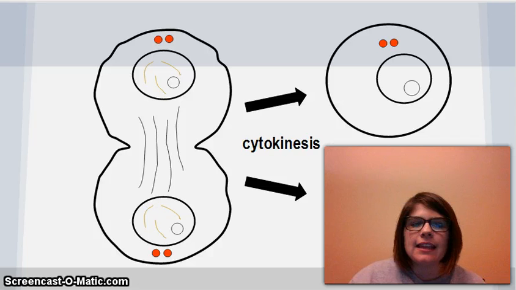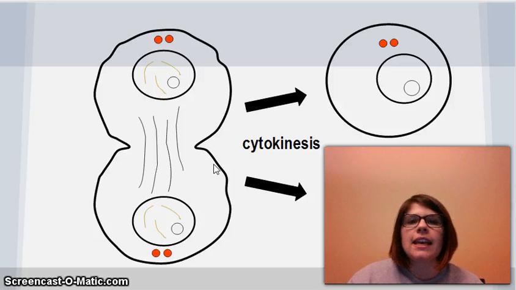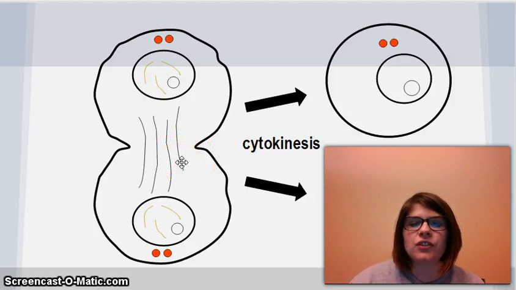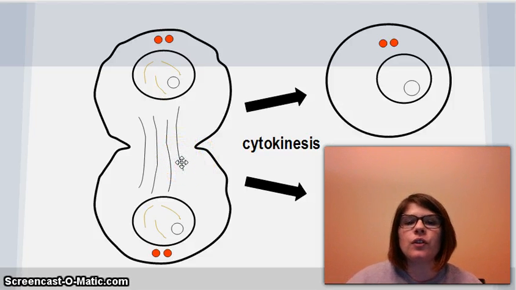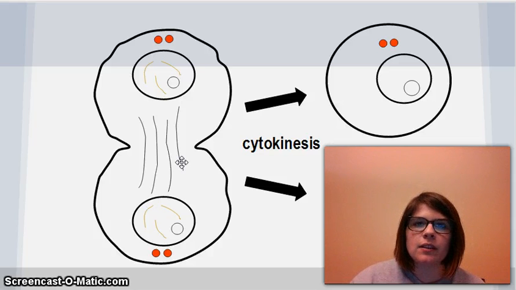And lastly, this right here is going to be a cleavage furrow. A cleavage furrow only occurs in animal cells, and that cleavage furrow is when you are pinching in to create the new cell. So we've gone from one cell, which is our parent cell, to 2 daughter cells.